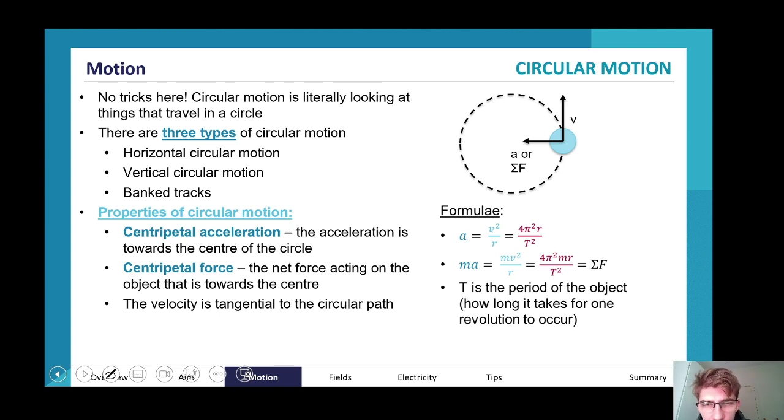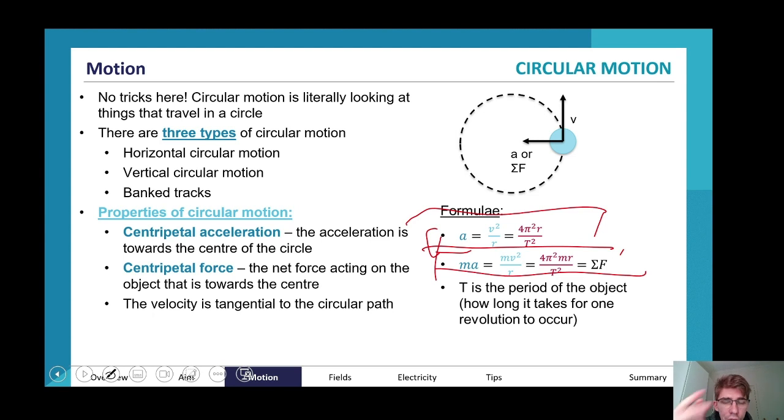Now, when it comes to circular motion, it is not as tricky as some people think. You just need to know the formula, right? This is the formula for acceleration. And this is the formula for centripetal force. Now, there are 3 different types of circular motion. There is horizontal motion, vertical motion, and banked tracks.